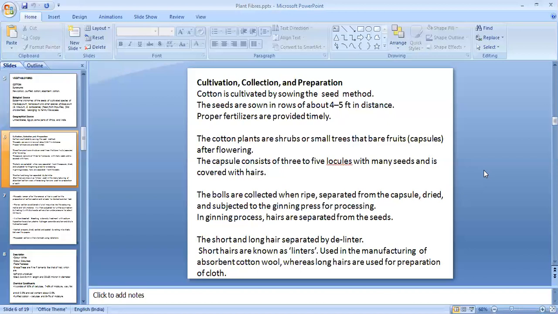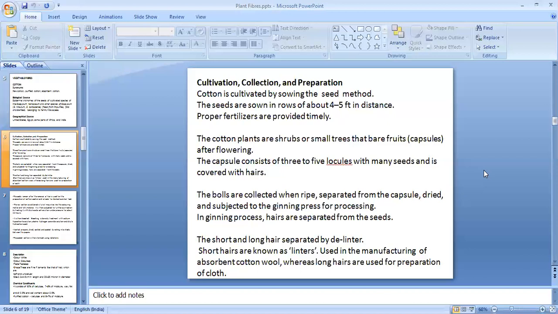And the cotton capsules, which are the seeds covered by epidermal trichomes, are called the bolls. And these bolls are collected when they are ripened, and they are separated from the capsules, that is the outer covering. They are dried and subjected to a machine called a ginning press for processing. In the ginning press, the epidermal trichomes or the hairs are separated from the seeds.